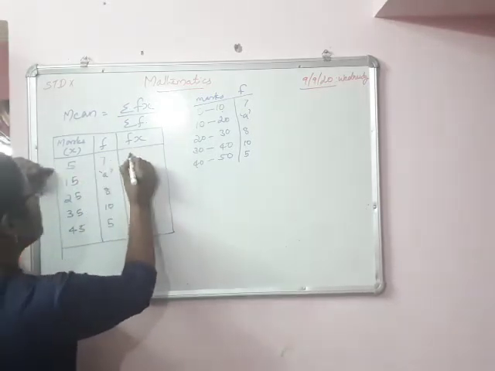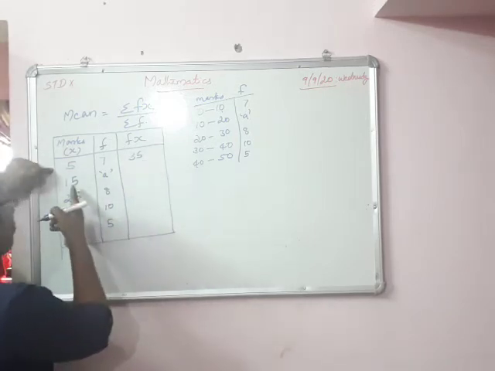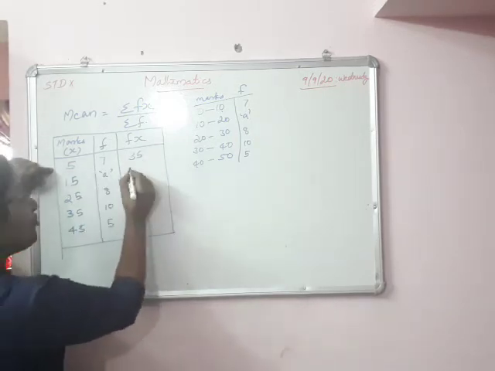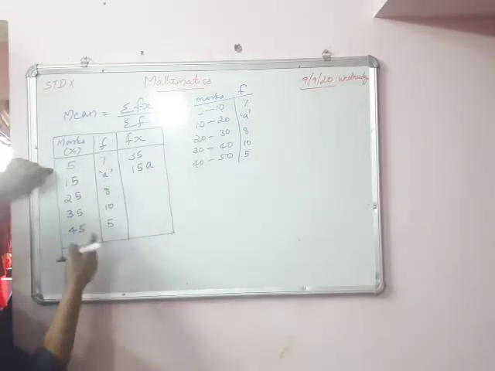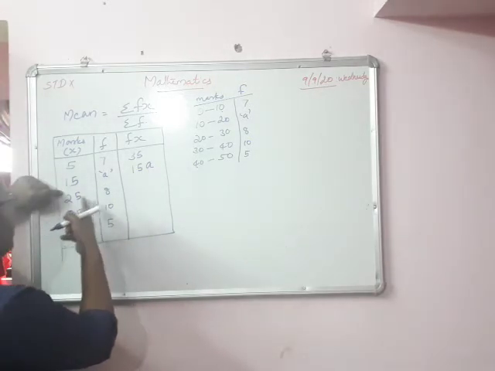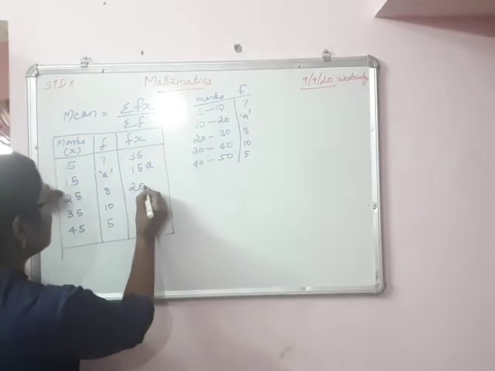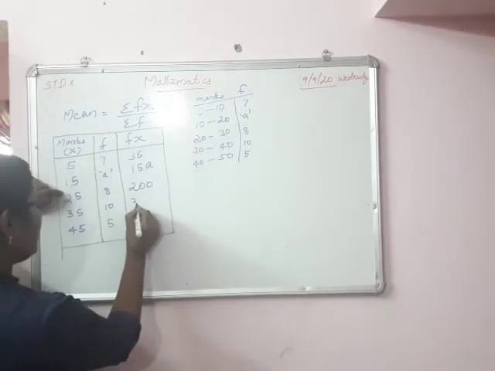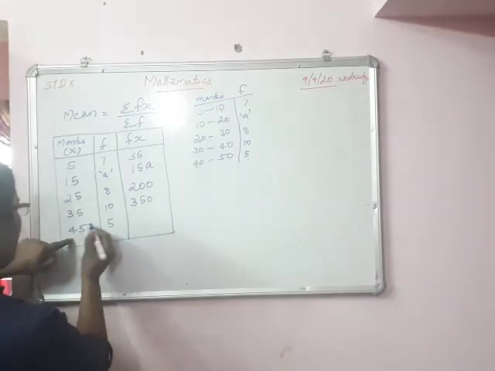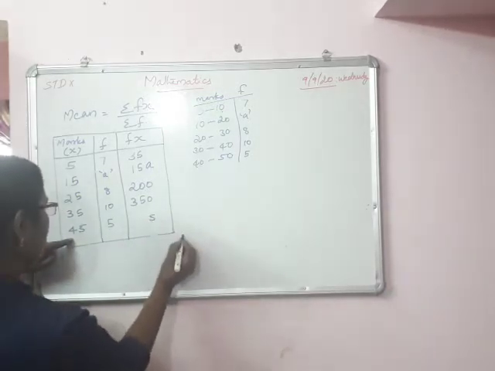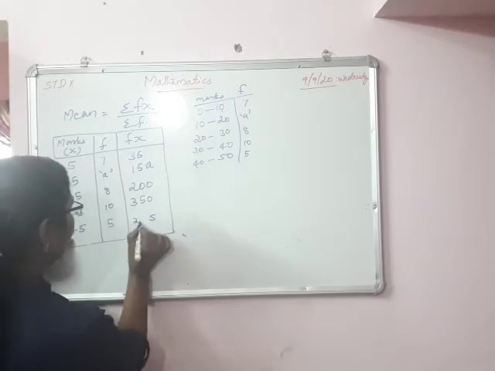7 5s are 35. Here 15 into A, 15A. Then 25 into 8, 200. Then 35 into 10, 350. Then 45 into 5, 225.